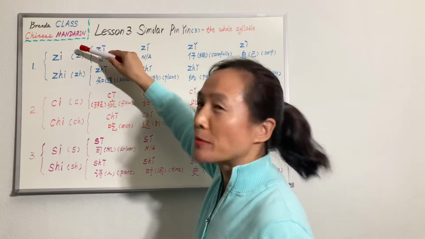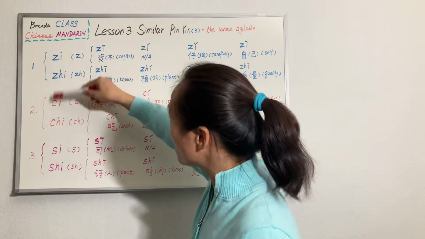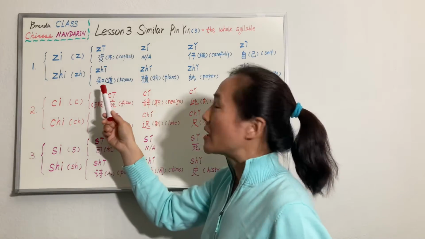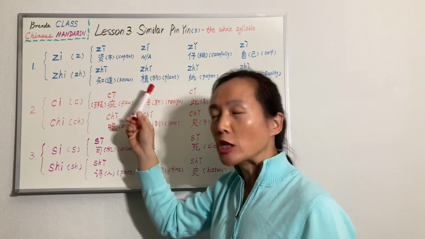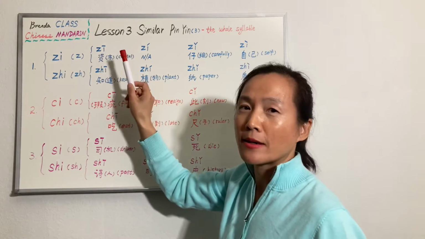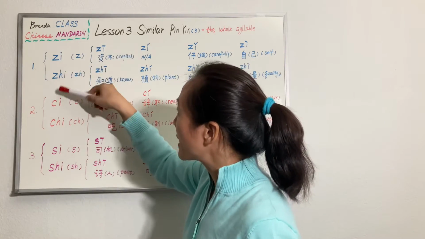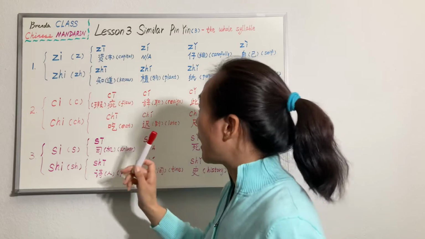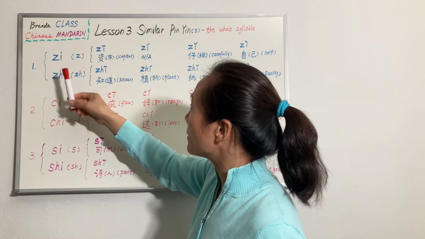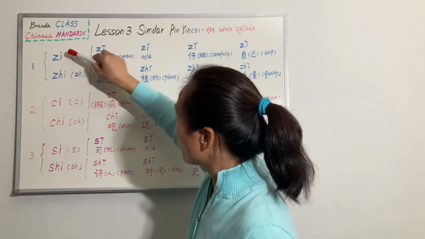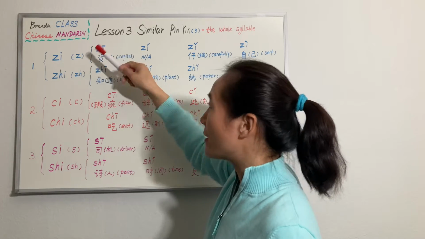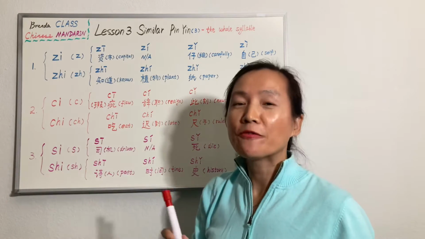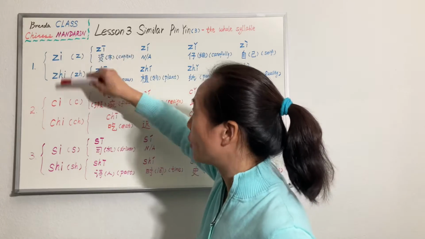What's the difference between the initials and the syllables? The initials must be combined with the finals to form Chinese characters. But the whole syllables can be Chinese characters independently. However, the pronunciation of the whole syllables and initials is the same. So, it is easier for you to learn these whole syllables.